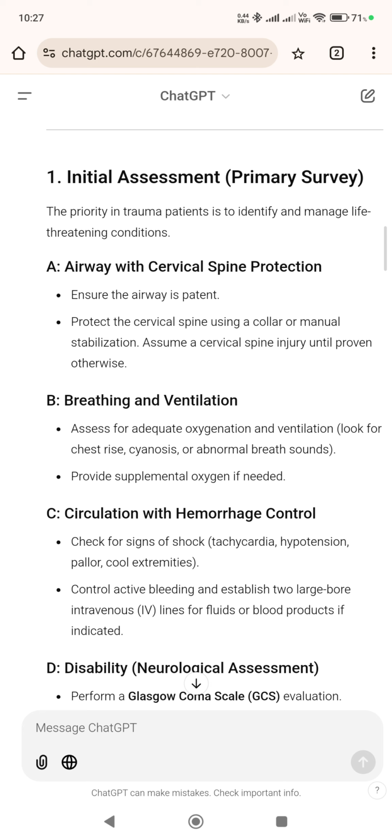B. Breathing and ventilation. Assess for adequate oxygenation and ventilation. Look for chest rise, cyanosis, or abnormal breath sounds. Provide supplemental oxygen if needed.